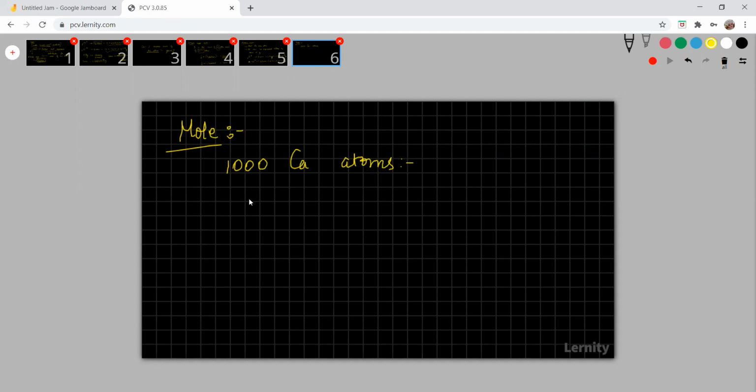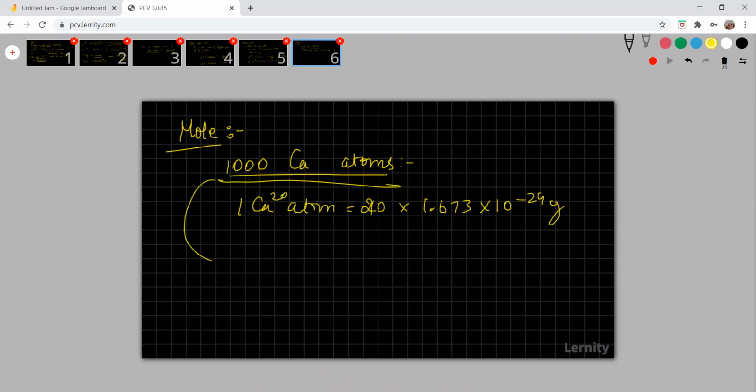I know the mass of one calcium atom is 20 into 1.673 into 10 power minus 24 grams, because the mass number of calcium is 20. Now, if I wanted the mass of 1000 calcium atoms, it would be 1000 into 20 into 1.673 into 10 power minus 24. This is very, very small, correct? You cannot measure this.